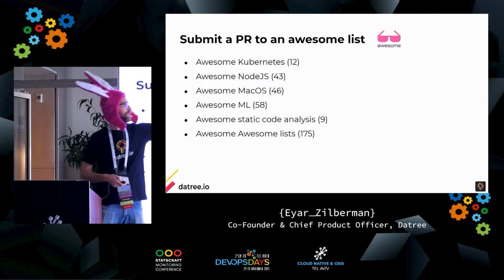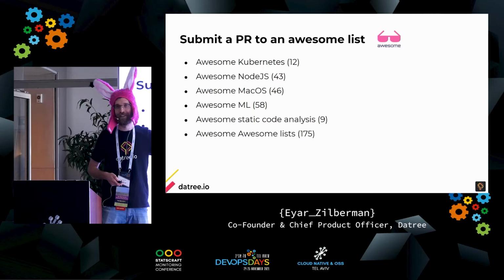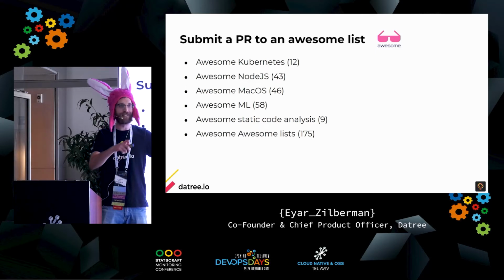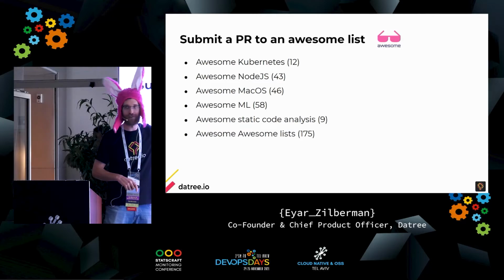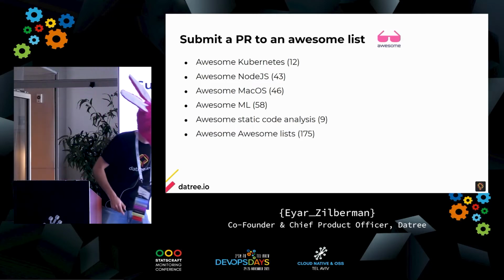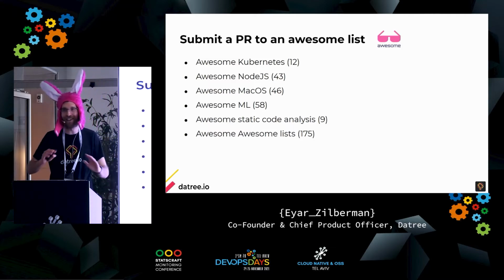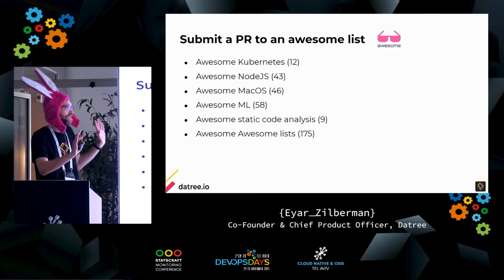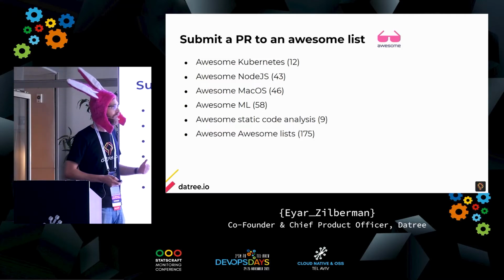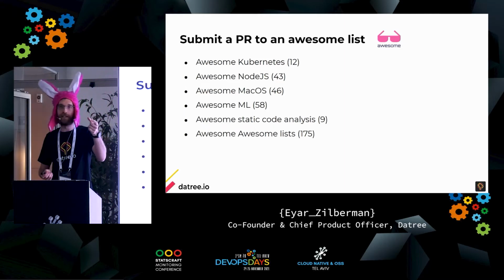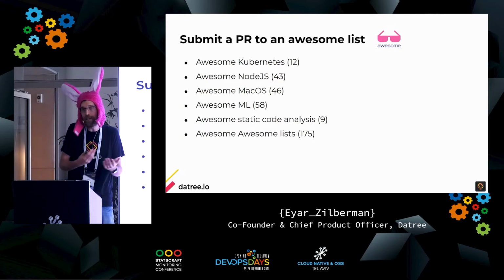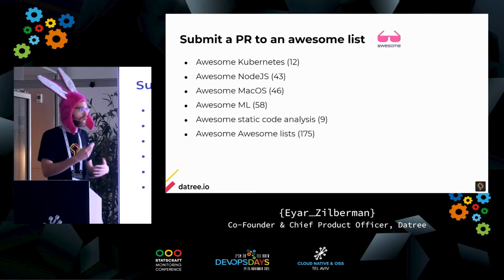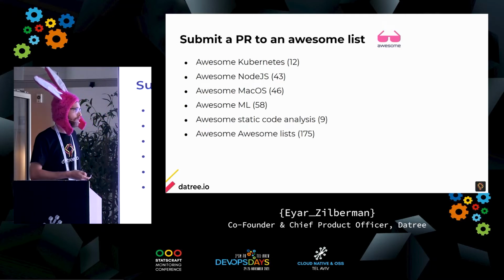Can you guess what those numbers are? Stars, yeah, in thousands. So it's 12,000, 43,000. So it's pretty amazing. 175,000. It's enormous. It's amazing how many stars they are getting. But you can open a pull request and add your project to those lists, and all the people that are watching or checking those lists will also see your project. So it's a really good resource.